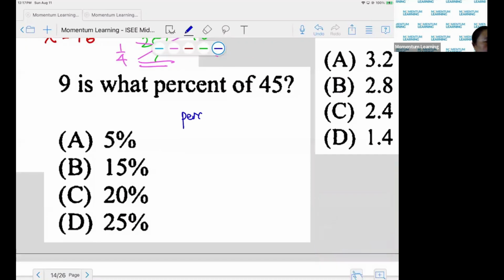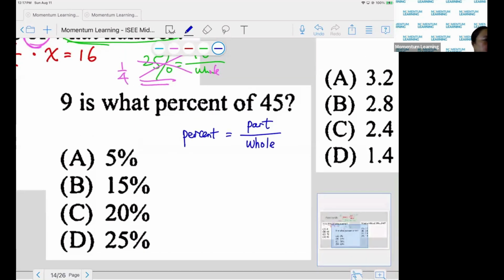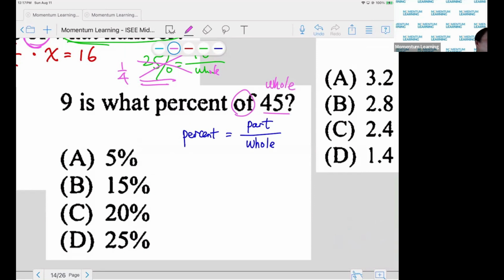Okay, I will quickly go over the formula again. So percent is always part over the whole. This time we need to know what percent, and whatever is after "of" is always the whole, and the one before the "is" is always the part. That's the part.